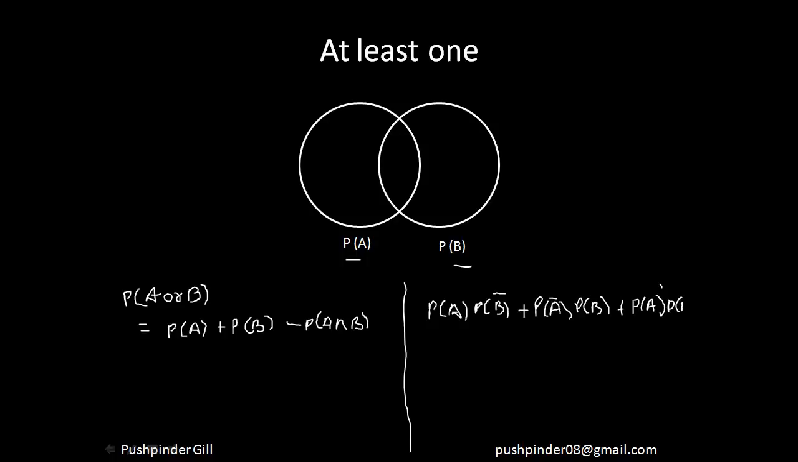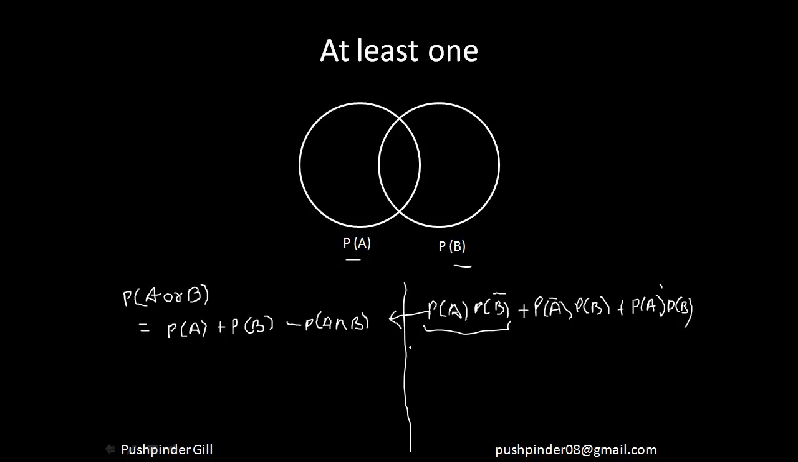So I hope you're understanding what I'm trying to do. I've just listed down all the events. So you say, okay, this is one event happening here: A is happening, B is not happening. So you know the probability of B happening. From that, you can calculate the probability of B not happening. Similarly, A not happening, B happening. Similarly, both of them happening. Add all of them, you're going to get the answer equal to this. So this is one way of doing that.